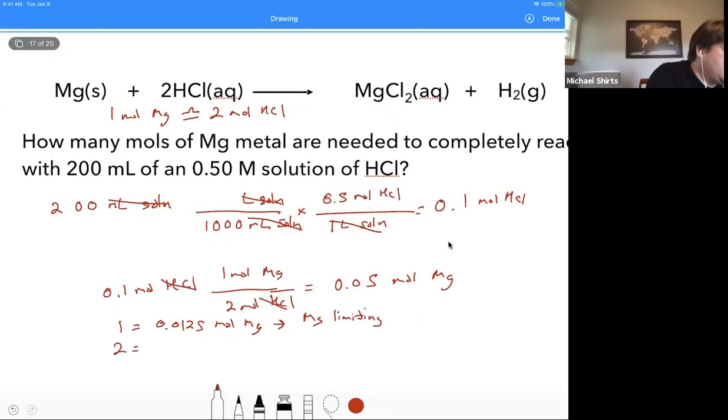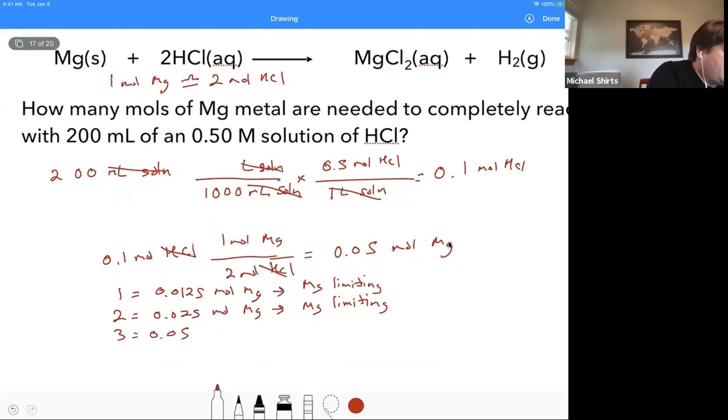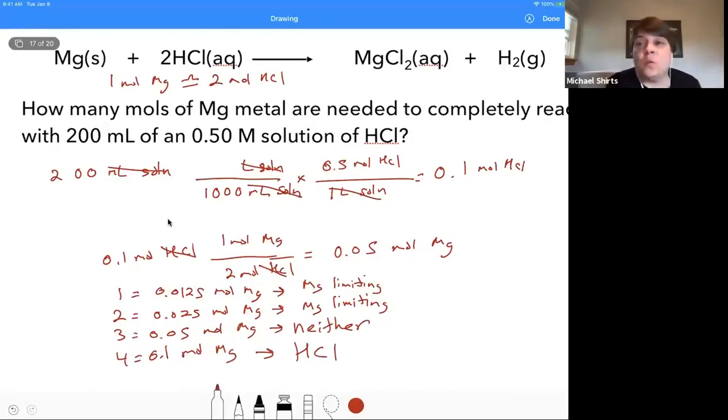In flask number 2, 0.025 mole magnesium. Again, the magnesium was limiting. For number 3, that was 0.05 mole magnesium. Aha! If the reaction goes to completion, neither is limiting. There's exactly the right amount. The 4th one, we had 0.1 mole of magnesium. And so in this case, the hydrochloric acid was the limiting reagent.